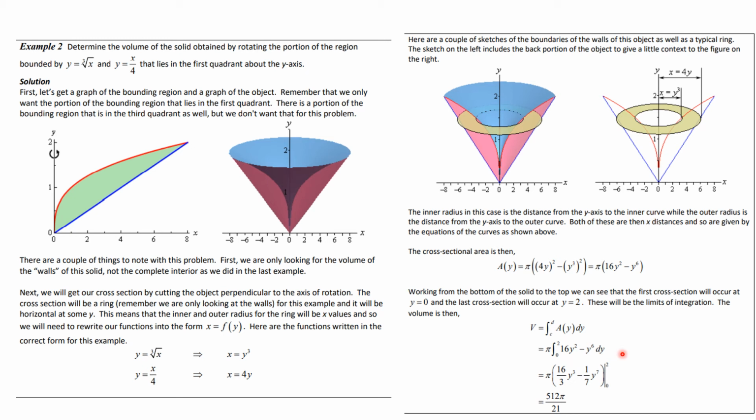Okay, so it's pi, the integral from 0 to 2, 16y squared minus y to the 6th dy. We do the integration. Make sure you follow this calculation and you get the exact answer, which is what I'm always going to be looking for, 512 times pi over 21.